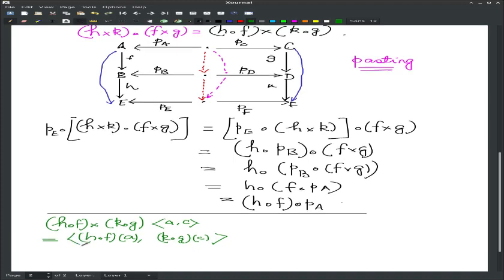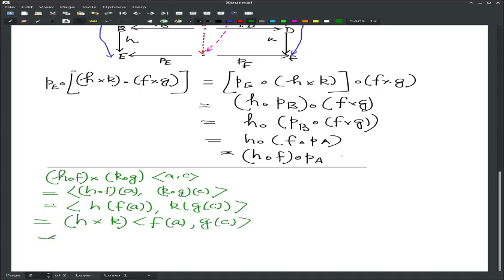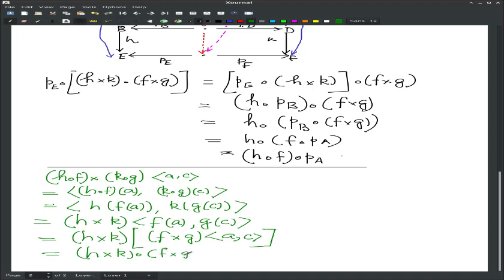So you did this, then you said, well, this is nothing else but H of F of A, K of G of C. So this is H cross K of F of A, G of C. So this is H cross K of F cross G of A C, and hence this is H cross K composed F cross G of A C. You did this, right? Yes, I did that. Yes, it's perfectly all right. It's not wrong. It's not at all wrong. It's perfectly all right.